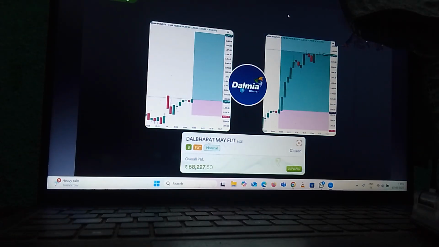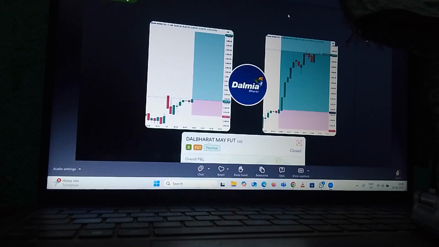This is Dalmia Bharat. This is a range break trade, and this is another strategy that we usually cover. Right now you probably don't know about it, but this is a simple range break strategy, and we use institutional footprints to identify whether this stock will actually move or not.